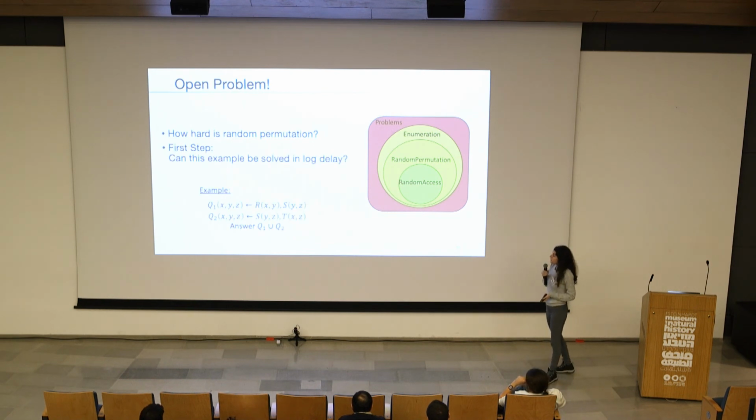A good first step would be to know if this example can be solved, if we can find a random permutation for it in log delay. Now we know we can do it in expected log delay, but can we do it in actual log delay?